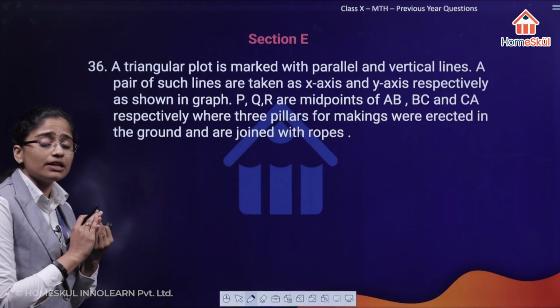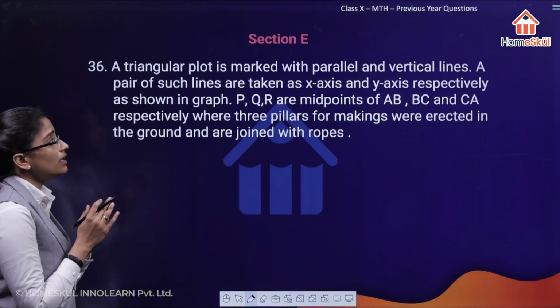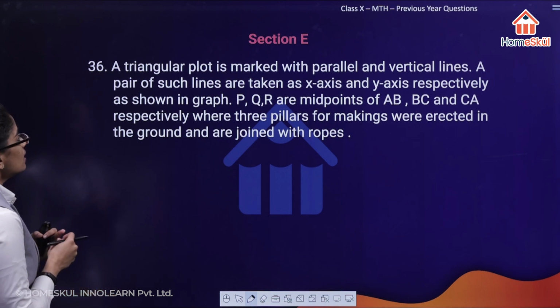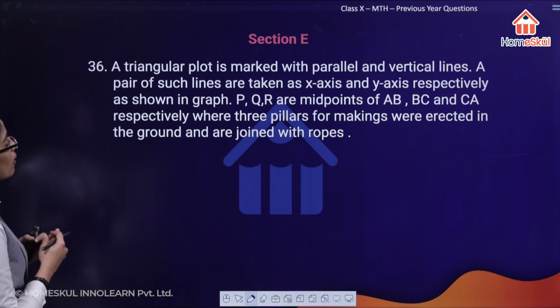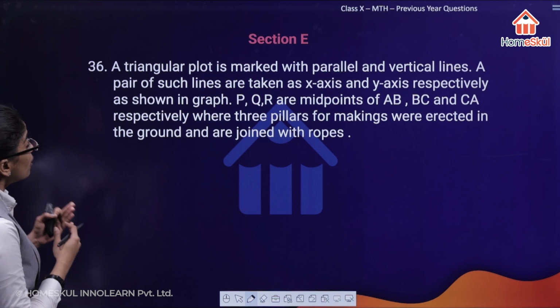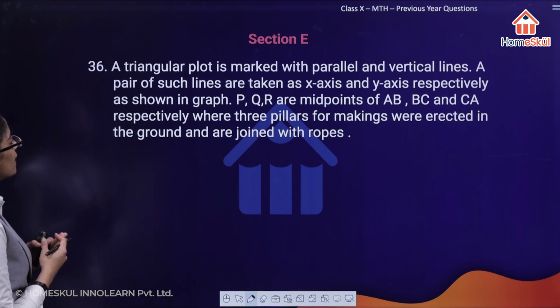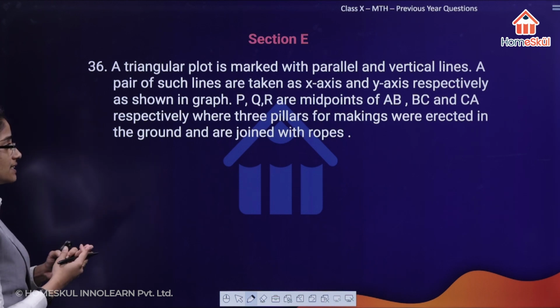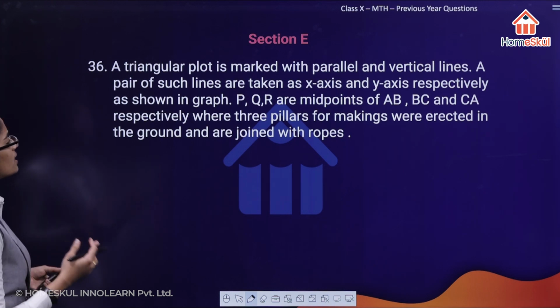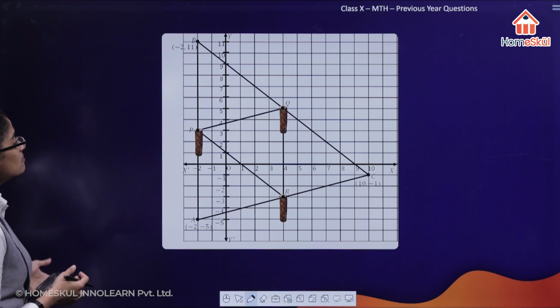Section E. So we have completed section D. Now we are moving on to the case study questions. A triangular plot is marked with parallel and vertical lines. A pair of such lines are taken as x-axis and y-axis respectively, as shown in the graph. Here we are having a graph.